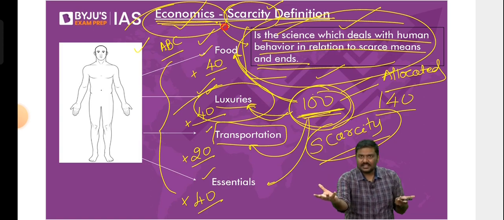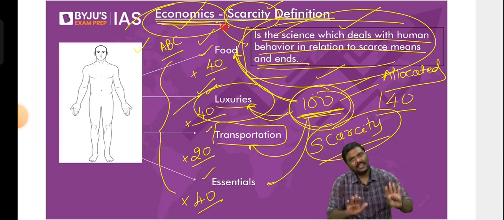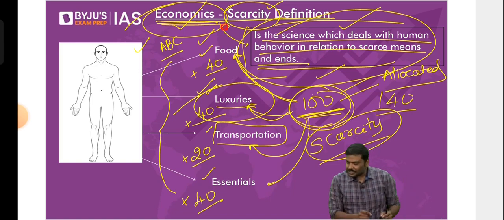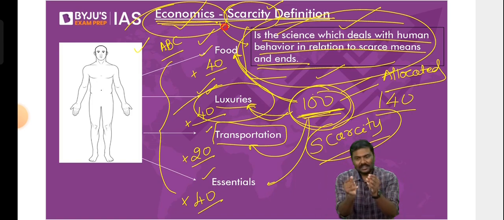The resources are scarce. How do we allocate the resources? The study of that is economics. Don't you think government also does the same thing? Simple question to you people now. Don't you think government also does the same thing? Government has money. Government needs to spend it.